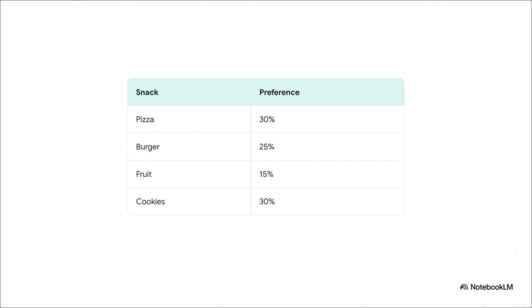Okay, so this is from a survey about snack preferences. We've got pizza at 30%, burgers at 25%, fruit at 15%, and cookies tied with pizza at 30%. Now, you can figure out the story here, but you have to work at it, right? Your brain is doing all this mental gymnastics, reading each line, comparing the numbers, trying to remember what was what. It's a lot of effort.